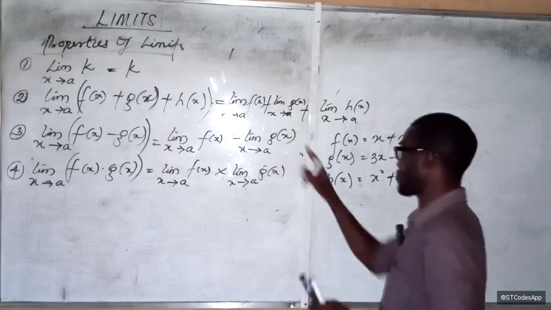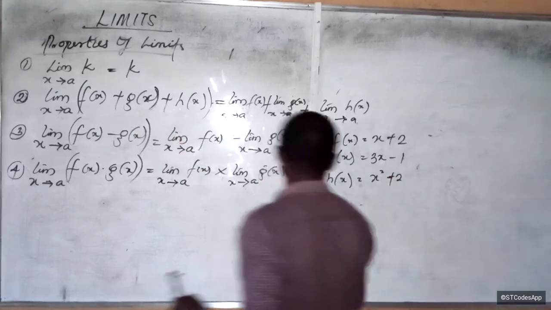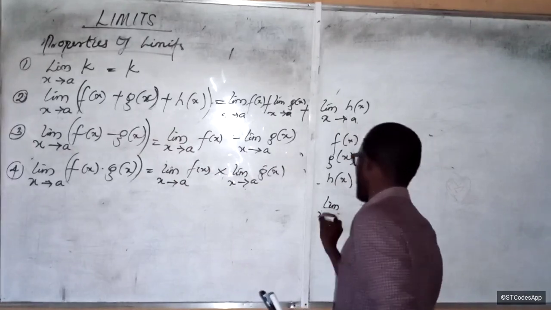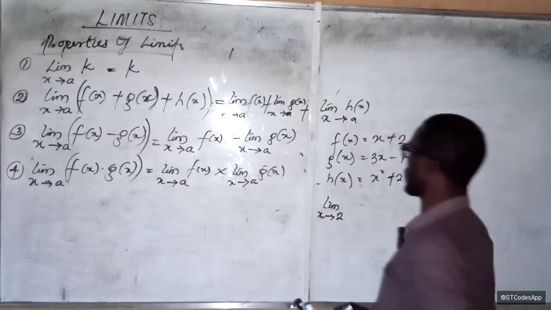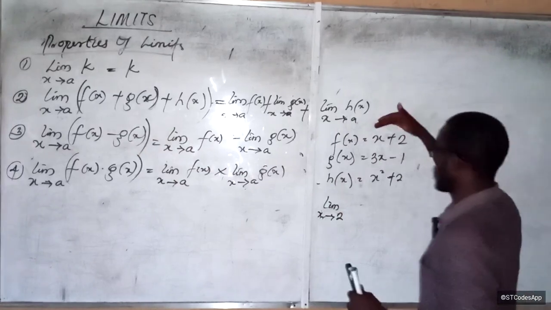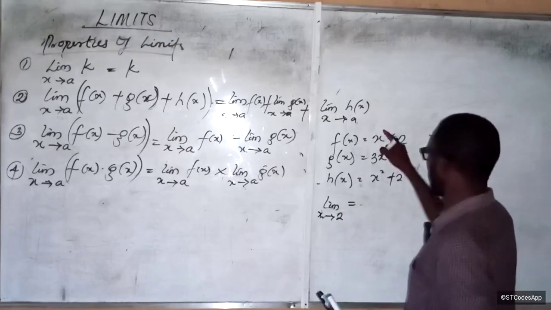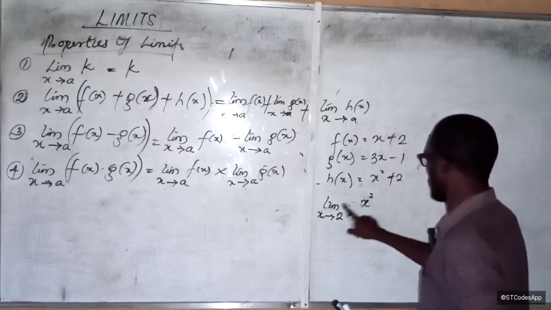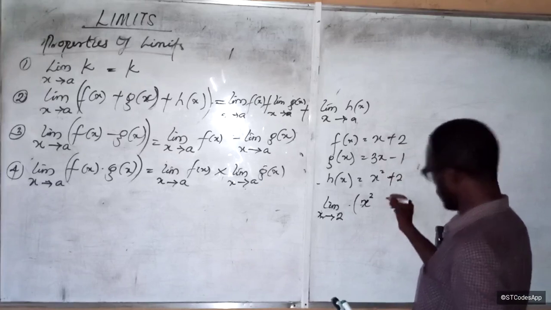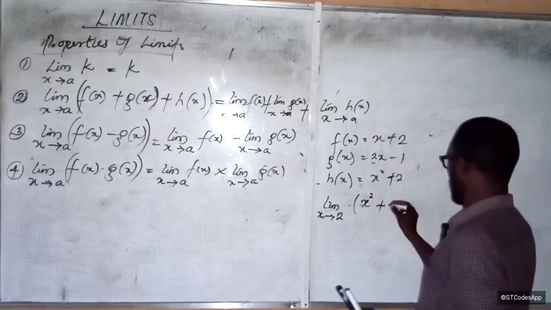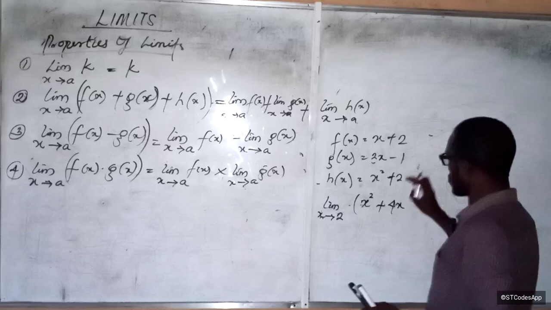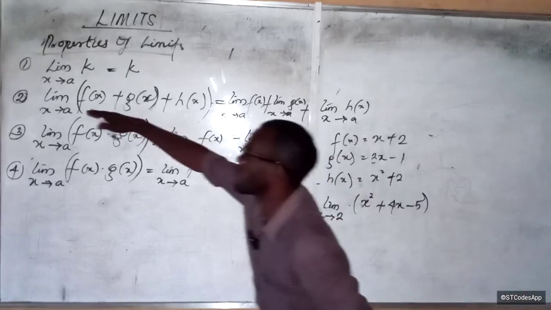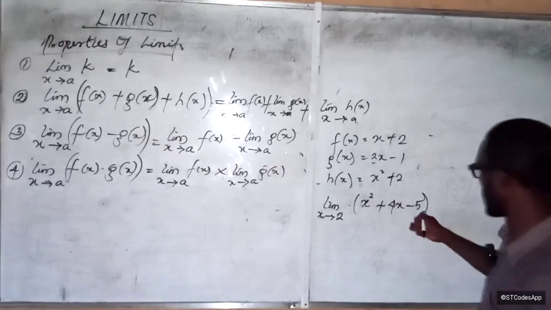So what would this first one give us? If we take the limit as x approaches, say, 2, for example, just the addition of all of these gives us x squared plus 4x plus 5 (2 plus 2 is 4, minus 1 plus 2, and so on). So this is the addition of the functions. Is that okay? I just added it and I got this.